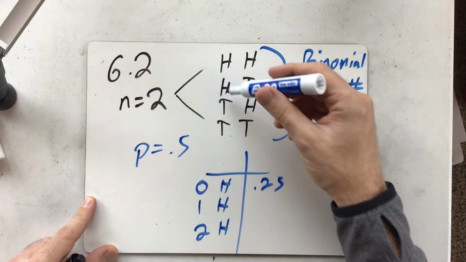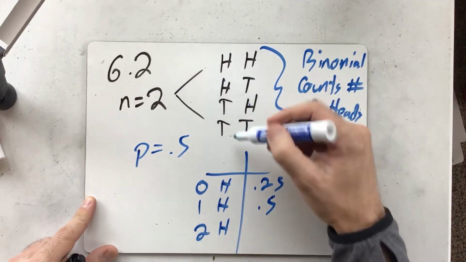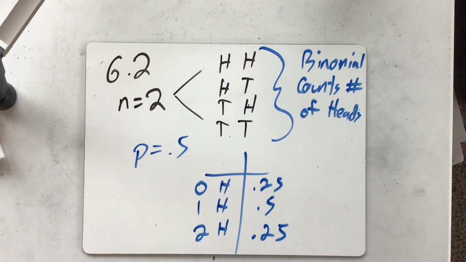The probability of getting 1 head, notice there are 2 ways to do that, so that's 50%. The probability of getting 2 heads is also 25%. So this is what comes out if we have a 0.5 probability. Okay, let's tackle what would happen if we flipped more coins.